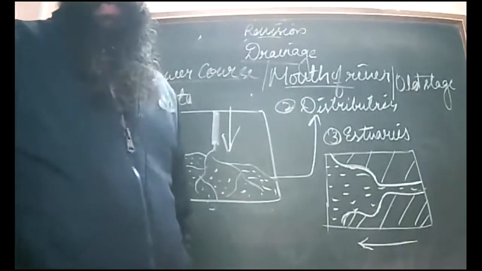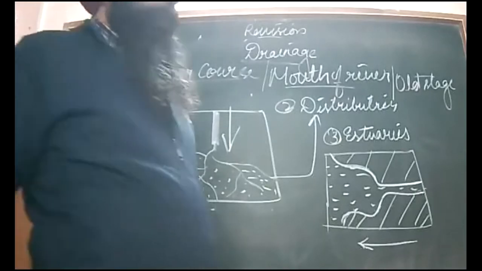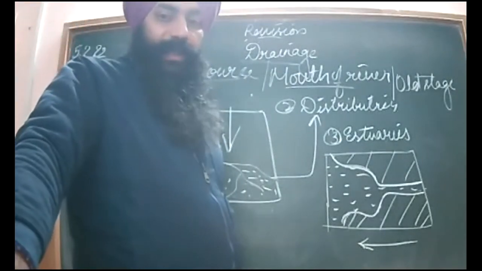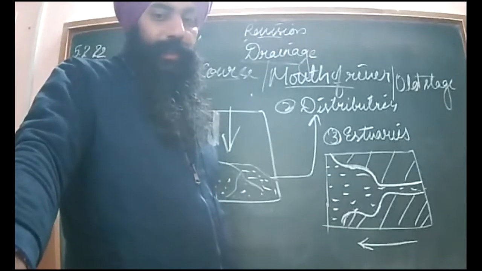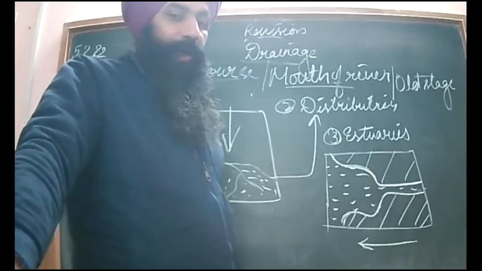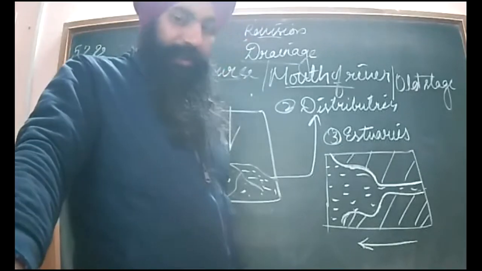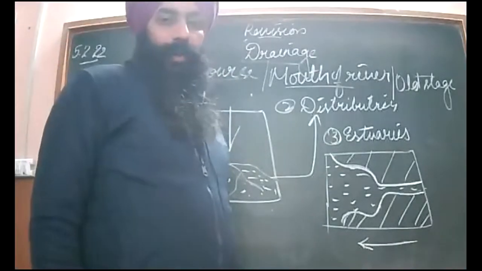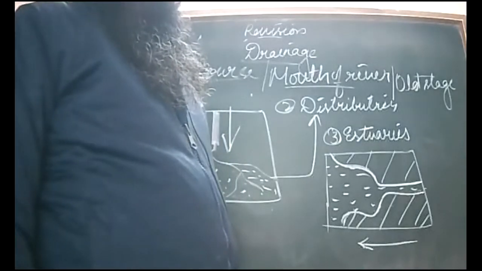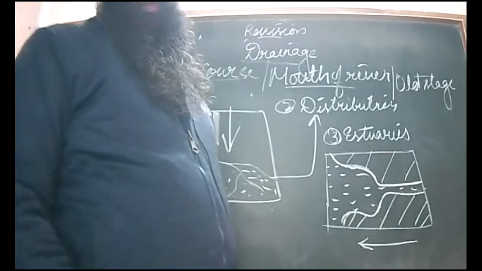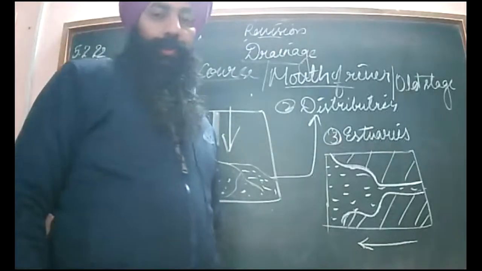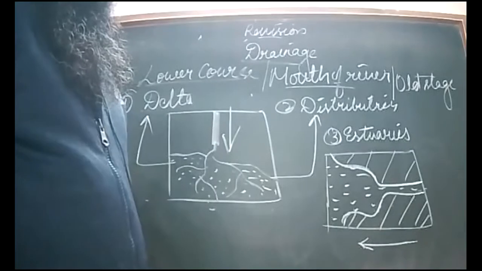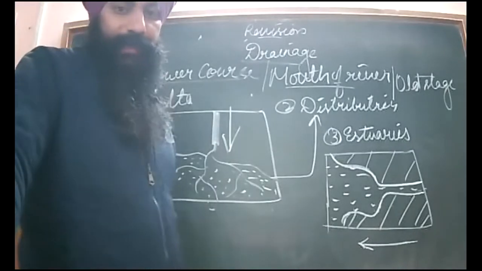Example, Narmada and Tapi rivers fall in the Arabian Sea through estuaries. Any questions? If anybody has any question, they can ask.